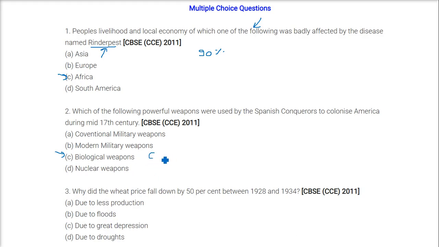It's the pox, that is, we call it chechak. So this was the smallpox, which was a biological weapon they used. Why did the wheat price fall down by 50% between 1928 and 1934? The answer here is due to Great Depression, or you can say economic slowdown.